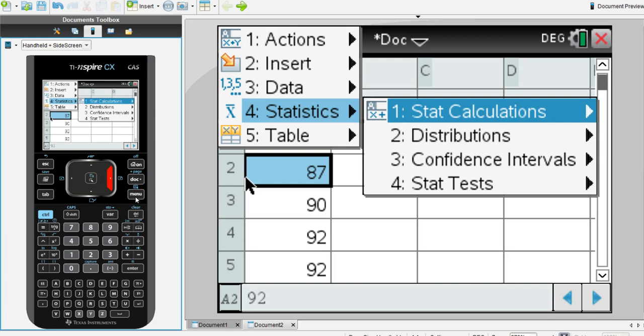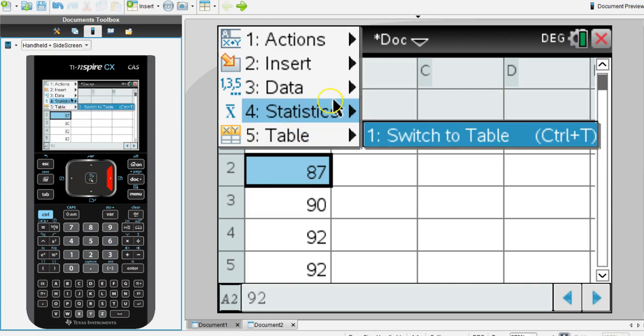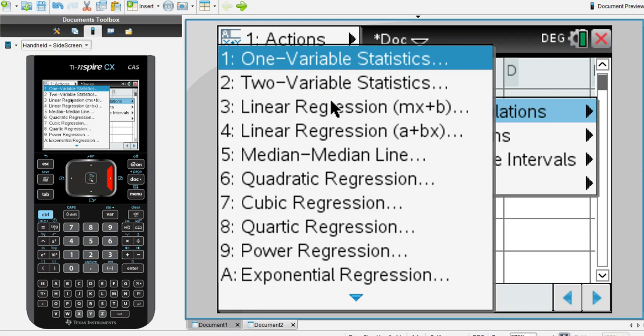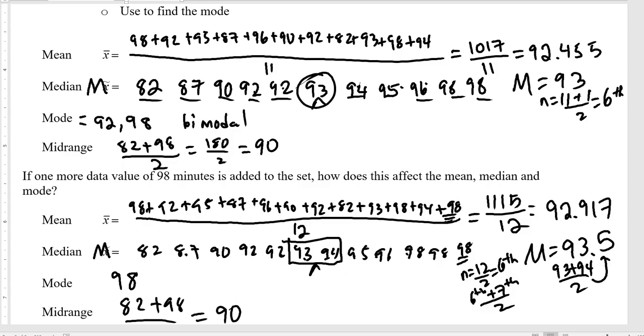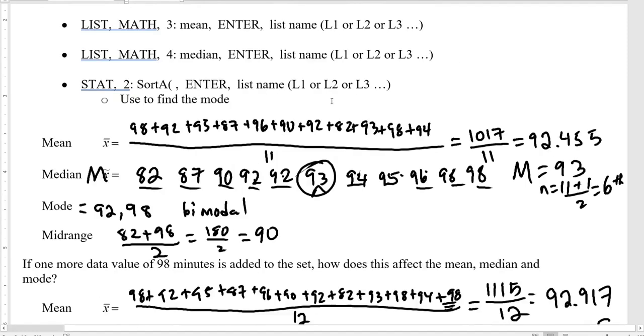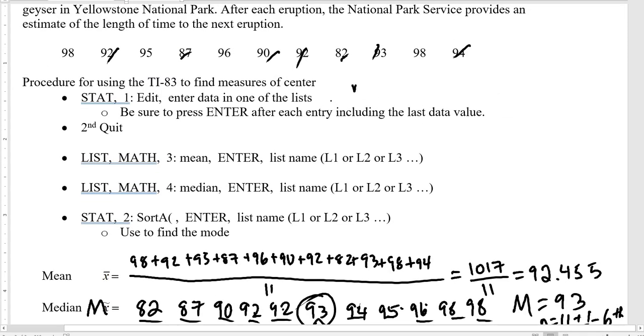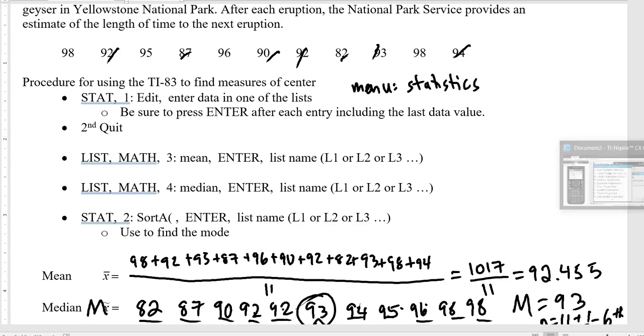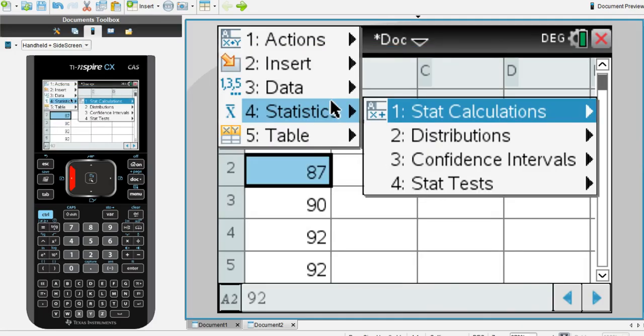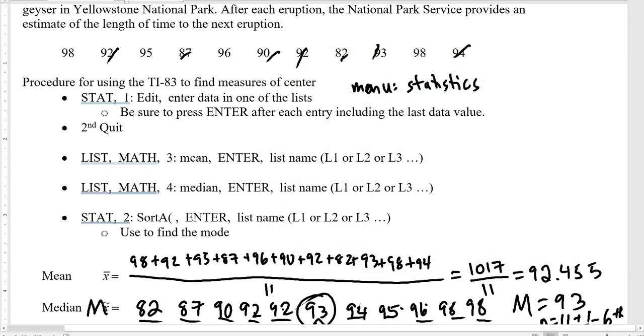This would be something you'd want to write down. So statistics, stat calculations, and one variable statistics. So let's write that down. That was, for those of you using my Inspires, menu, statistics, stat calculations, and then one variable statistics.